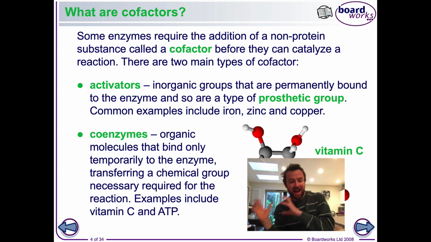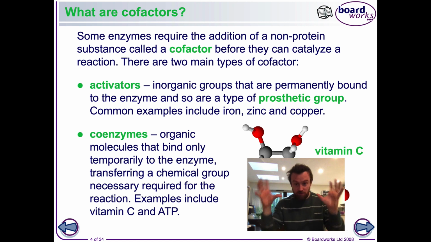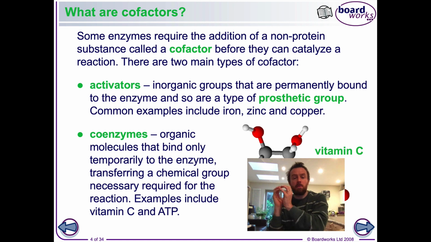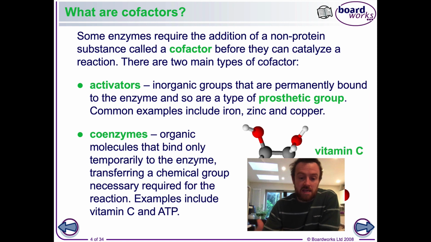Both activators and coenzymes are cofactors, but permanently bound cofactors are called prosthetic groups, and temporarily bound cofactors are coenzymes that just bring in a chemical group to be used in a reaction, and then they float away. So coenzymes include vitamin C, ATP, and of course NAD and FAD.